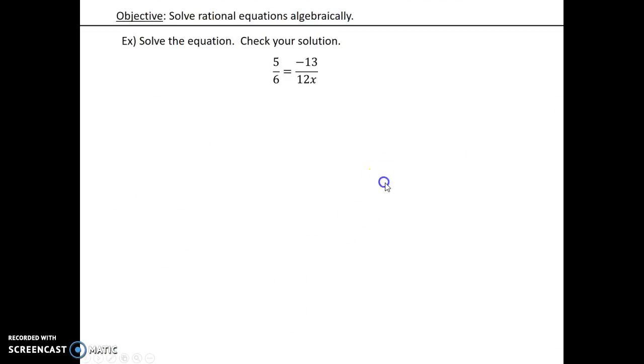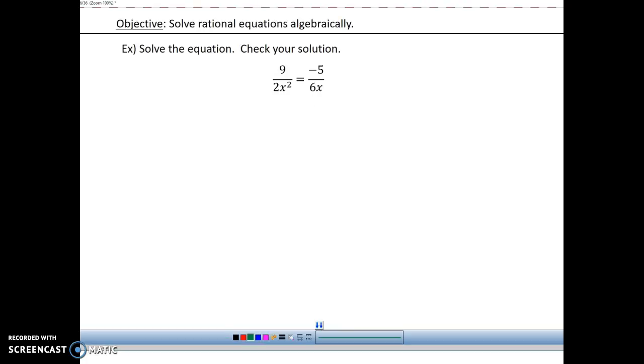Let's look at the next example. Please copy this down. This is 9 over 2x squared is equal to negative 5 over 6x. So, one more time, the first thing you want to do is find the LCD. So you're checking for what they have in common. My 2 goes into 6, so I know 6 is the biggest number. And then they have 2 x's in common. This has 1. So I have x and an x squared. They have one of them shared, so this is just going to be 6x squared.